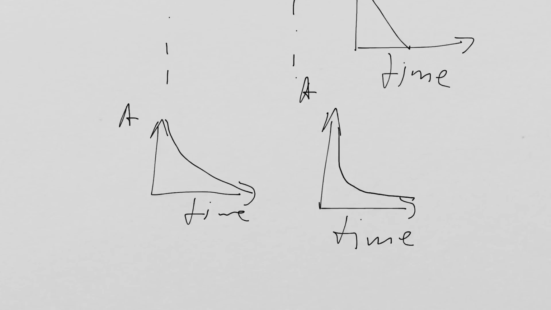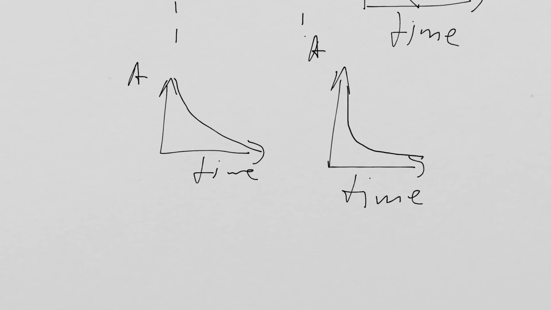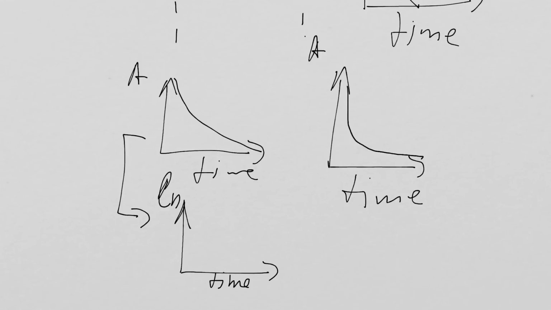So if it's not a 0 order, our next attempt would be time, and now we do an ln of A. We see it's a straight line. If we see that's a straight line when we do ln of A versus time, then we know it's a first order. Okay? Does that make sense? Why do I tell you that? Where do we find first and 0 order reactions?